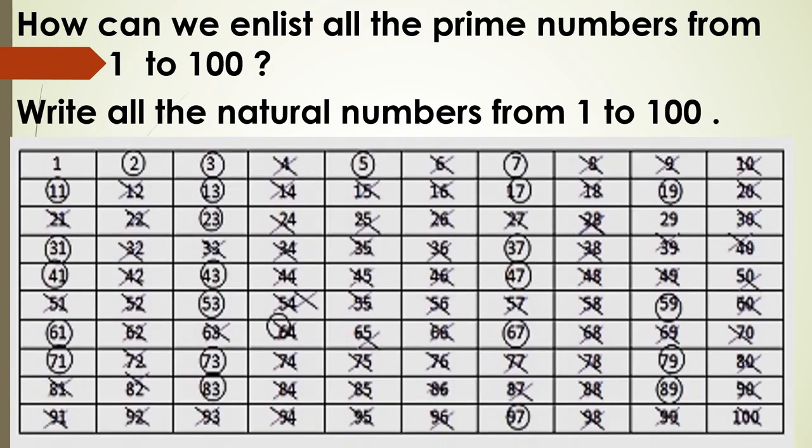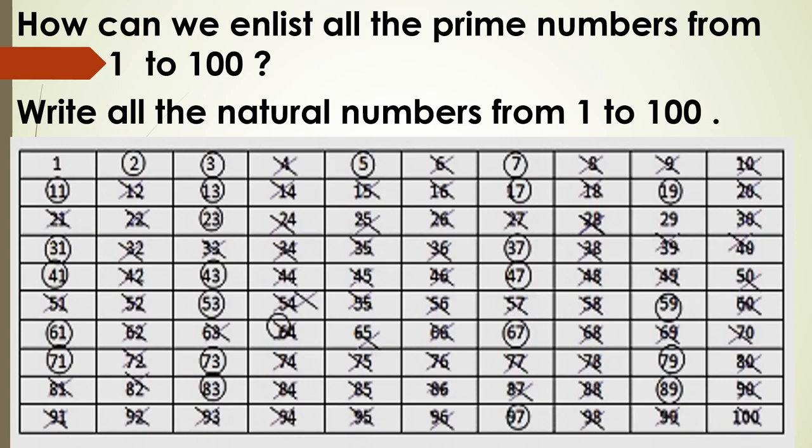Okay, make a grid, make a table in this way where you have written all the numbers from 1 to 100. 1 is what type of number? Prime number or composite number? 1 is neither a prime number nor a composite number because it has neither 2 factors nor more than 2. It has only 1 factor. Okay. So 1 is neither a prime number nor a composite number.